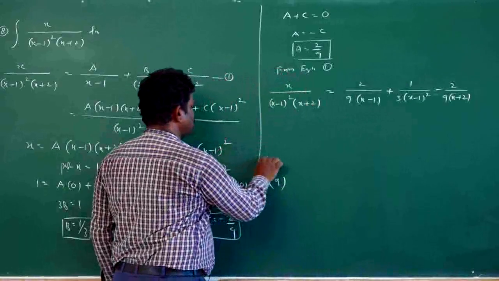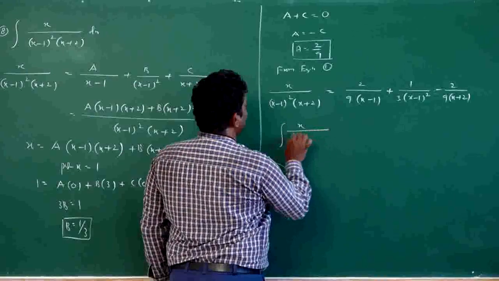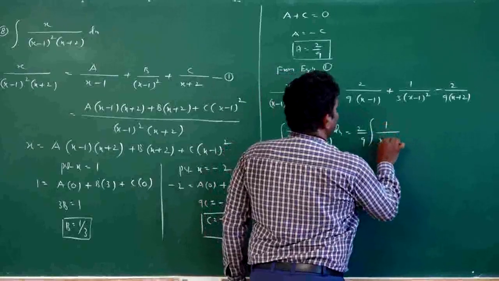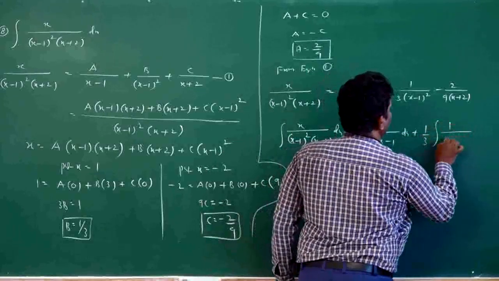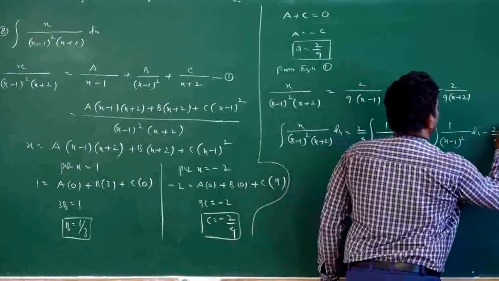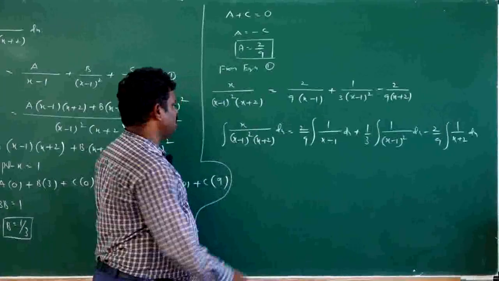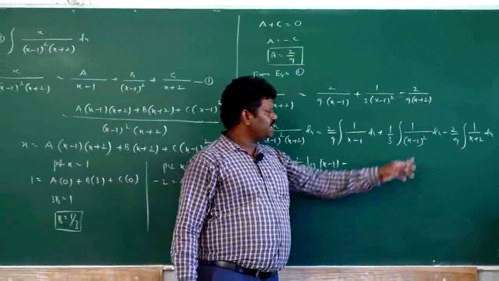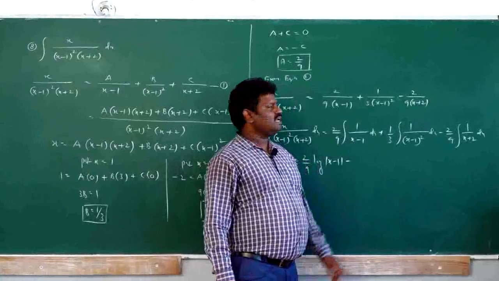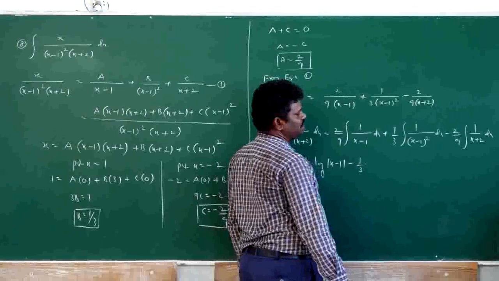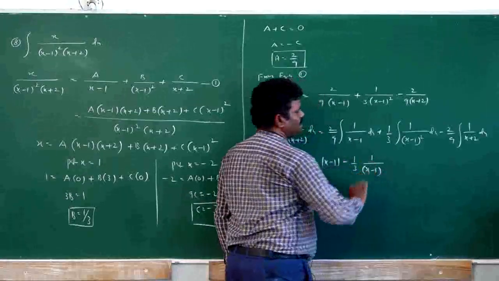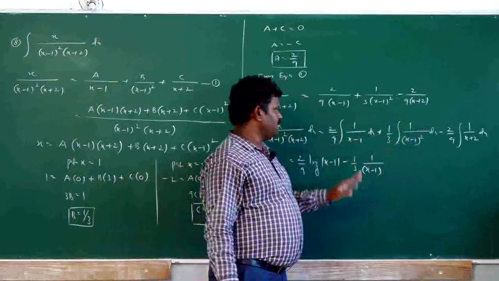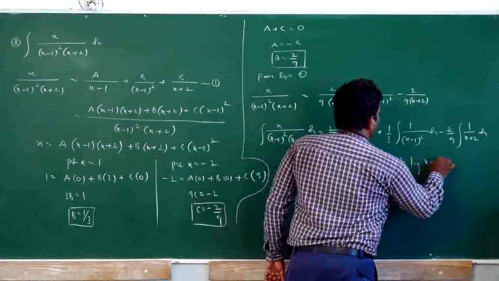Okay? Now if you substitute the values in equation 1 and integrate on both sides, then the integral of x by (x minus 1) whole square into (x plus 2) dx is equal to 2 by 9 integral 1 by (x minus 1) dx plus 1 by 3 integral 1 by (x minus 1) whole square minus 2 by 9 integral 1 by (x plus 2) dx. Now that is equal to 2 by 9 log of (x minus 1) plus, for the square term, (x minus 1) to the power minus 2, integrating gives (x minus 1) to the power minus 2 plus 1 by minus 2 plus 1. Minus into minus gives plus, and the power minus 1 means 1 by (x minus 1). Then minus 2 by 9 log of (x plus 2) plus c.